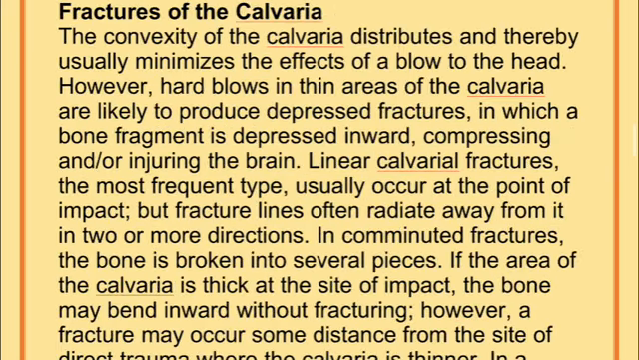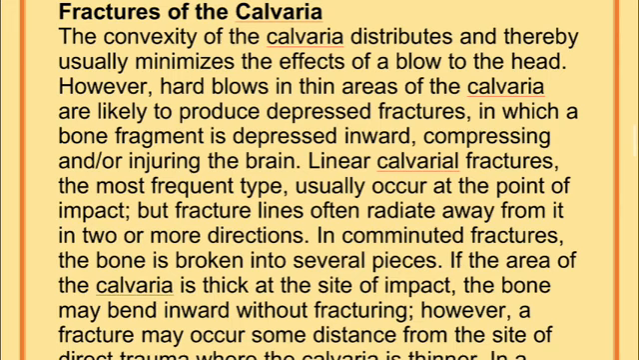Now let me talk about fractures of the Calvaria. The convexity of the Calvaria is good because it distributes and minimizes the effect of a blow to the head. So when there is a hard blow, for example, in thin areas of the Calvaria, such areas are likely to get fractured, and you have depressed fractures there. So you have a bone fragment that is depressed inward, that's a depressed fracture.